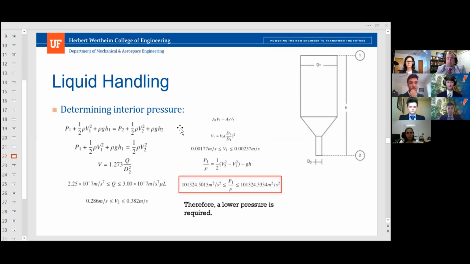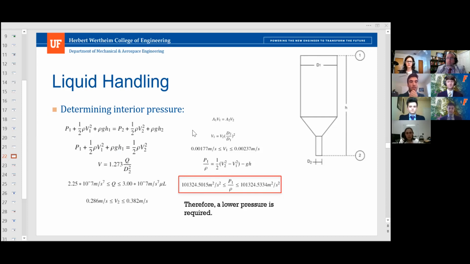Next slide, please. Here we were calculating the pressure needed to aspirate liquid into our pipette tip, and we used Bernoulli's principles. And so we confirmed that a lower pressure than atmospheric pressure will be required to create a vacuum that will suck up our liquid into the pipette tip.